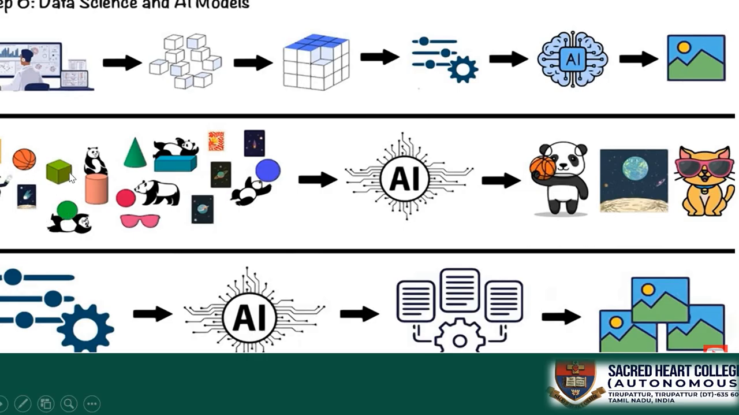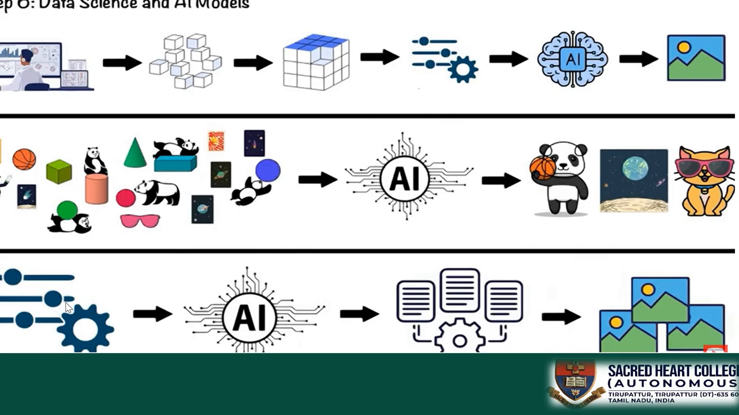So the second row here is AI processing unstructured data. A variety of random objects are available here. Pandas, geometric shapes, space images, and animals are provided as input. The AI model processes the data and generates meaningful outputs such as a panda playing basketball, a space themed image, and a cat with sunglasses. So this represents AI's ability to structure and synthesize creative or relevant content from unstructured data.